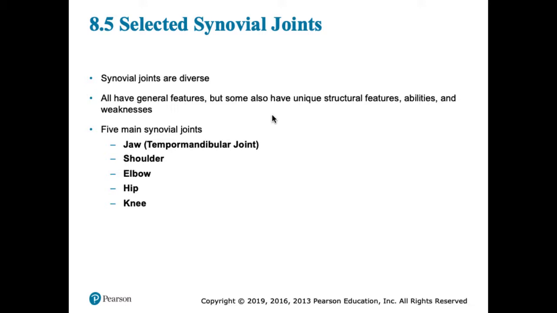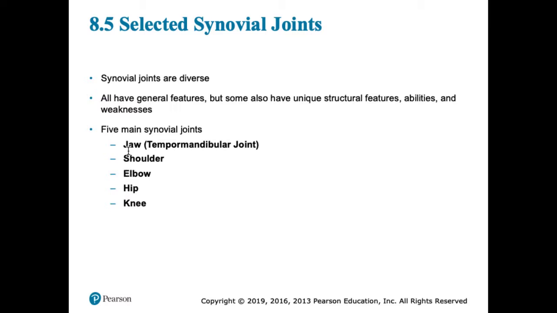So the synovial joints are diverse. They have general features, but some have unique special features, abilities, and weaknesses too. There are five main synovial joints: the jaw, the shoulder, the elbow, the hip, and the knee.